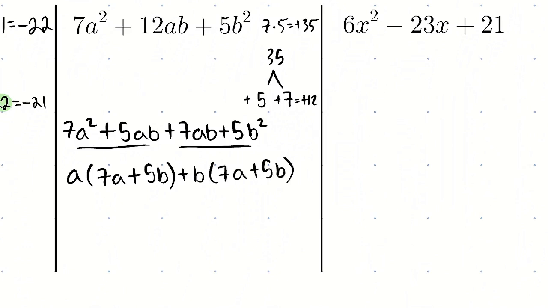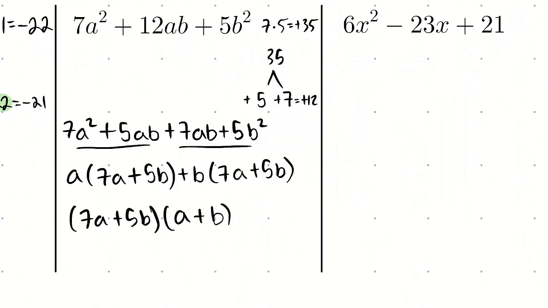And now these two terms have 7a plus 5b in common. So I'm going to bring that 7a plus 5b outside. So we got 7a plus 5b. And what gets left inside is the a plus b.